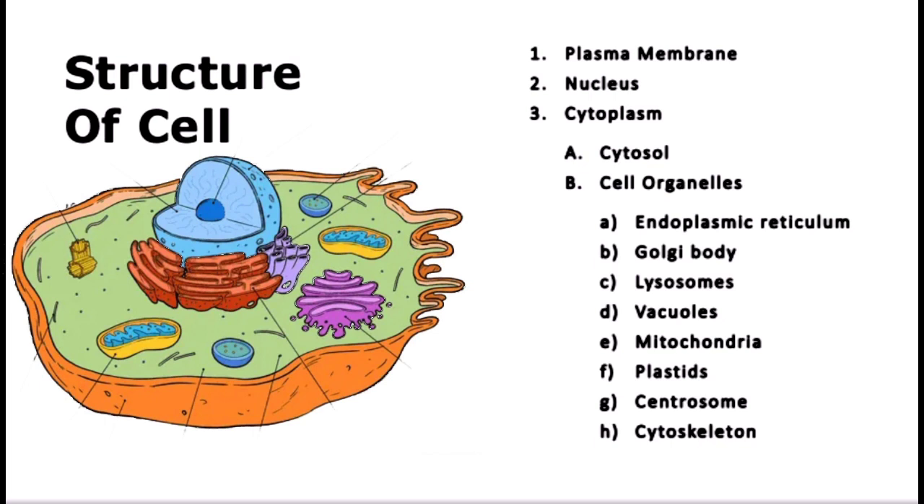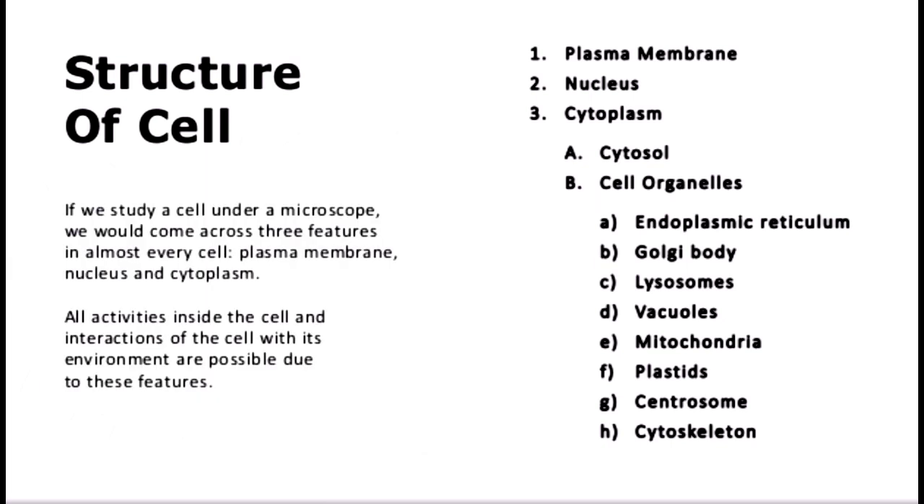In the next slide, I will show you the structure of a generalized animal cell and a generalized plant cell as seen under a microscope. How do they look under the microscope? I will show you both cell structures, plant cell and animal cell. But before that, I just want to explain what cell organelles and cell inclusions are. What is there inside a cell? So there are cell organelles.